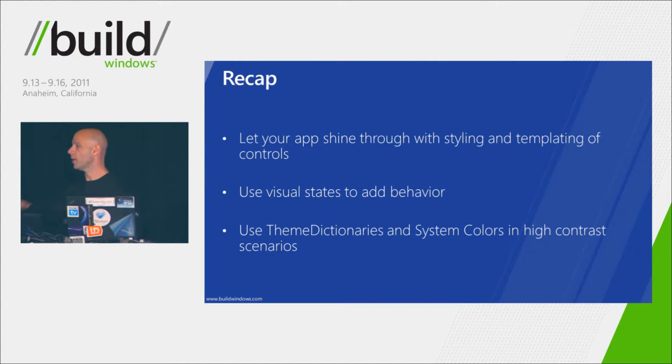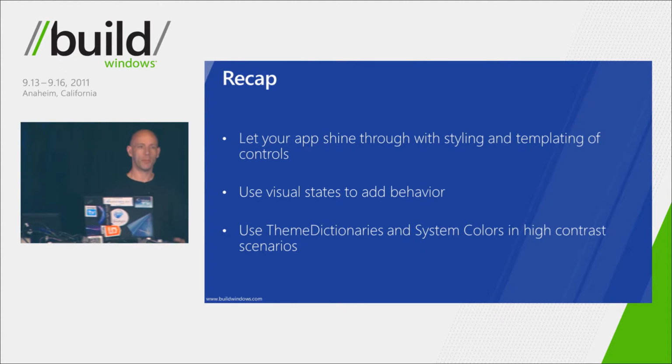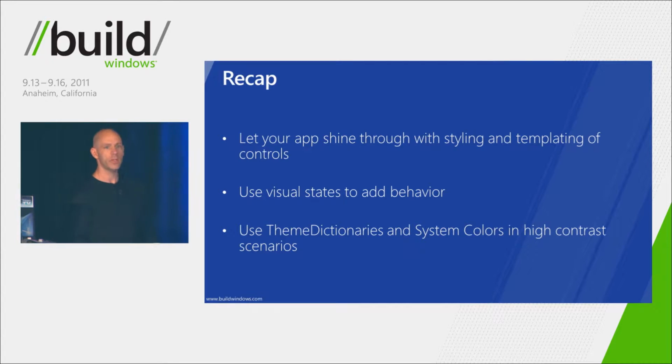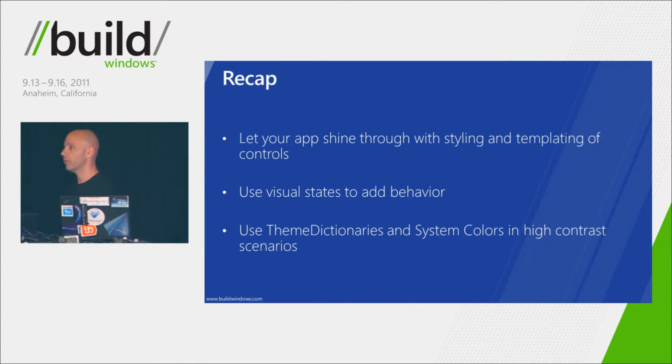So recap real quick. You want to let your app shine through with the styling and the templating that you get out of the box with the controls. If you need to change something to look differently, you can style them or template them. You can use the visual states to add behavior, which we do quite a bit when we're adding things. It gives it nice little usability features. Nice things like easing and opacity and translations are pretty common to do. And then if you're doing accessibility, you want to check out the theme dictionaries and system colors for the high contrast scenarios too.